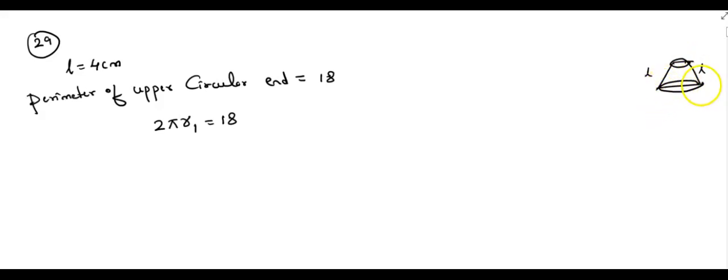So the perimeter of this base in the form of a circle is 2 pi r1 equals 18. From this we can calculate r1. r1 is equal to 18 by 2 pi. 2 1s are 2, 2 9s are 18. So we can write that as 9 by pi centimeters. So this is my r1.